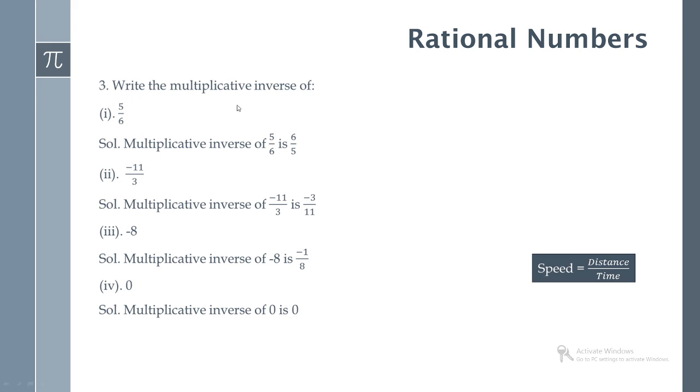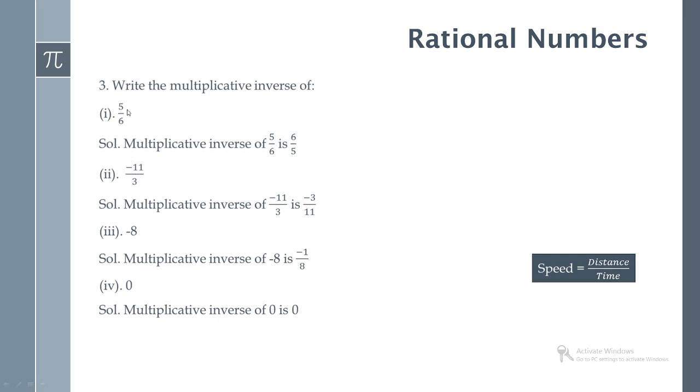Now write the multiplicative inverse of 5 by 6. Before that, in the previous exercise we have done the additive inverse. Here, multiplicative inverse. For the additive inverse, we need to change only the signs. Signs are nothing but positive or negative. If it is a positive number, then you have to turn it into a negative number. If it is a negative number, it turns into a positive number. But coming to the multiplicative inverse, the numerator and denominator values will be reversed.